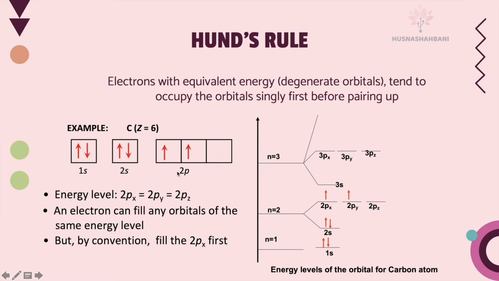For orbitals that have the same energy, px, py, pz, dxy, dyz, dxz, dx square minus y square, dz square, those five d orbitals are degenerate orbitals as well. An electron can fill any orbital of the same energy level. You can choose which one, it's up to you, but singly first before pairing up.